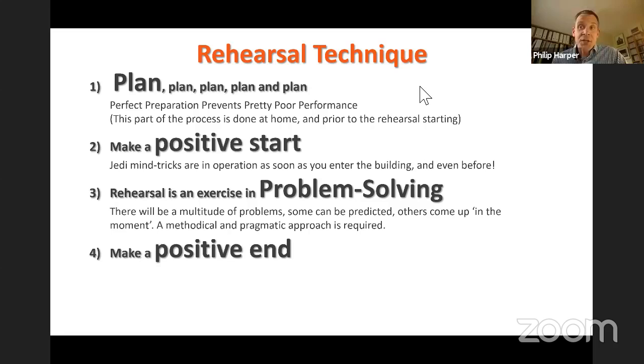Number four, once you finish rehearsal, then similarly to making a positive start, you need to make a positive end. Even on the worst rehearsals, you can usually send people away believing the rehearsal wasn't as bad as it actually was by being positive in the sentiment you finally leave them with. And again, I'll talk a little bit more about that later on as well. Because everyone wants to go home satisfied in some way, of course, don't they? This is their hobby after all.